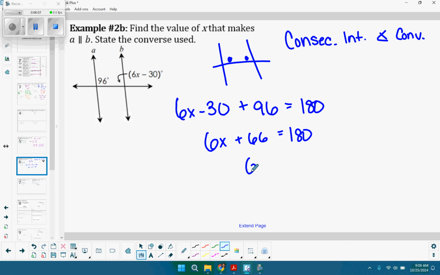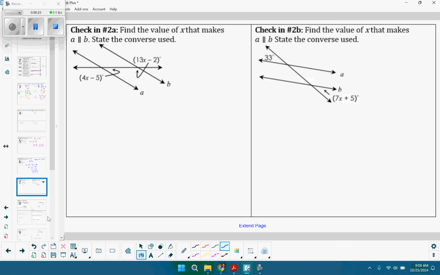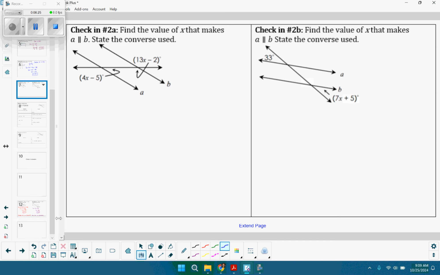Take away 66. 6x equals 114. I'm going to try some mental math here, but I don't trust myself. So dividing by 6, we get x is 19. So here's some check-ins for you to try. Once again, the answers are posted on Google Classroom.